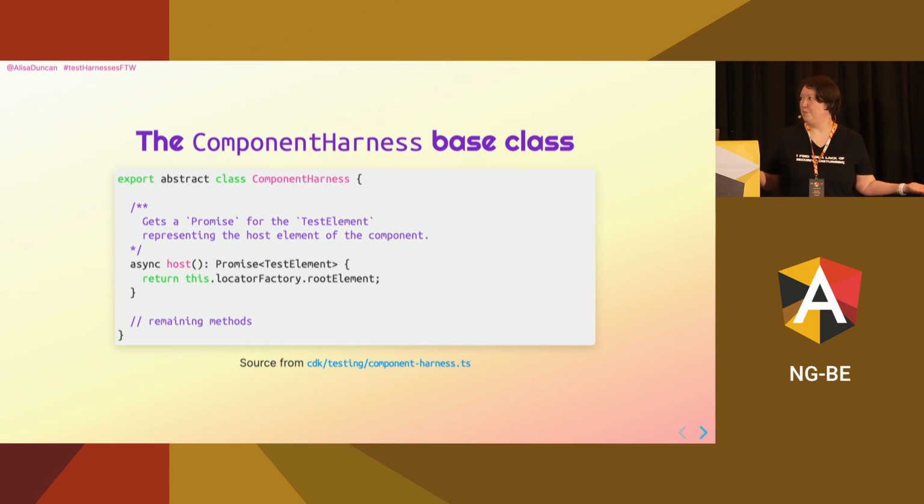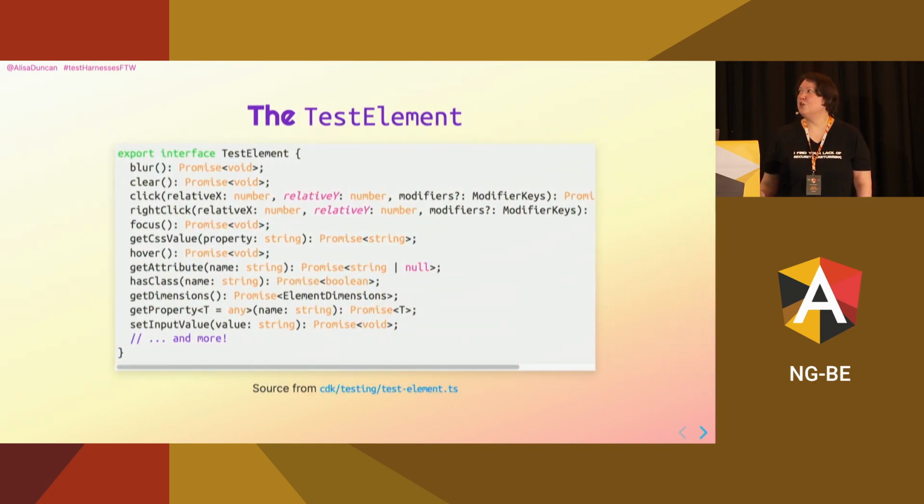It's the HTML API in essence. But it doesn't return that directly. It returns a standardized interface called TestElement instead, which is better because it allows for more scaling. This TestElement has methods such as blur, clear, click, focus, all the things you'd expect to deal with when you're working with UI elements.